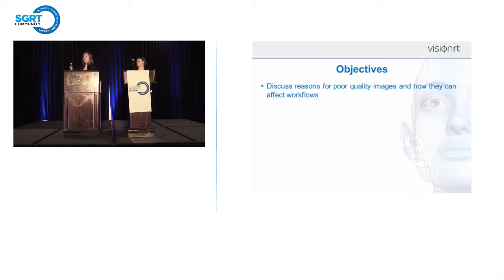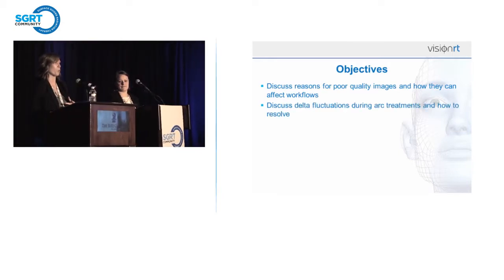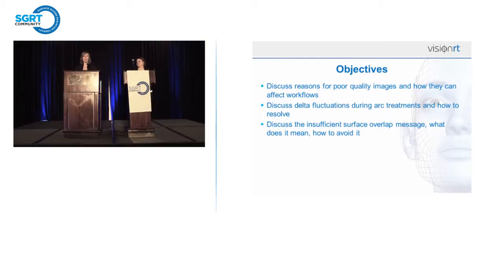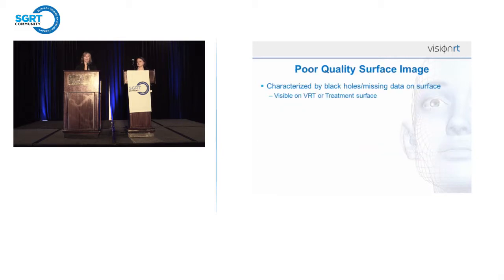Our objectives for today: we're first going to discuss reasons for poor quality images and how they can affect the workflows in your clinic. We'll then discuss delta fluctuations during ARC treatments and how to resolve them. We'll also discuss the insufficient surface overlap message, what it means and how to avoid it. Then bolus workflows and commonly seen issues related to bolus, and issues related to the beam hold interface and how to avoid them. So what is a poor quality surface image?